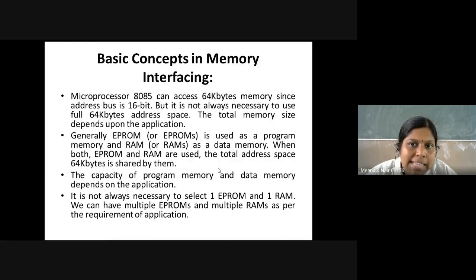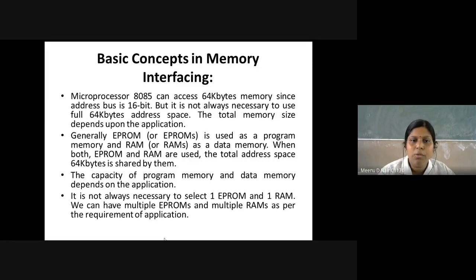So there are some basic concepts in memory interfacing. This is a 64K byte memory because we are addressing with a 16-bit bus. It is not necessary for 8085 only, but we are saying for 8085 there will be a 64K byte memory location. But it is not necessary to use the complete 64 kilobytes. There can be some empty spaces also.